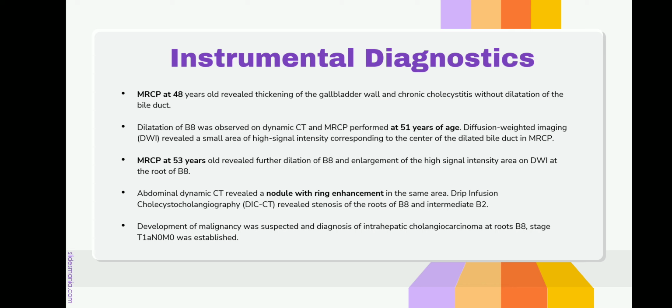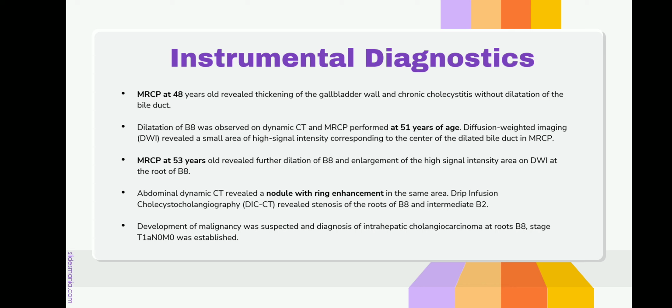Instrumental diagnostics. MRCP at 48 years old revealed thickening of the gallbladder wall and chronic cholecystitis without dilatation of the bile duct. Dilatation of B8 was observed on dynamic CT and MRCP performed at 51 years of age. Diffusion weighted imaging revealed a small area of high signal intensity corresponding to the center of the dilated bile duct in MRCP, as we saw in the previous figure.